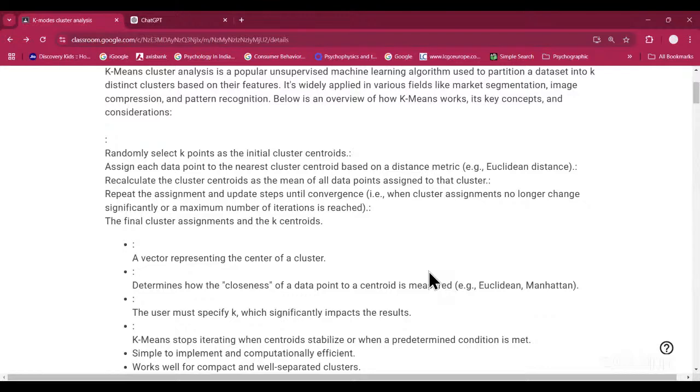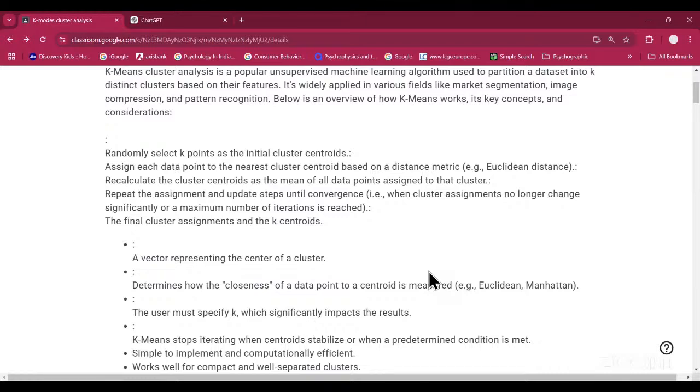So the user must specify k, which significantly impacts the results. K-means stops iterating when centroids stabilize or when a predetermined condition is met. When k-means does not find much difference among the variables, then it stops.